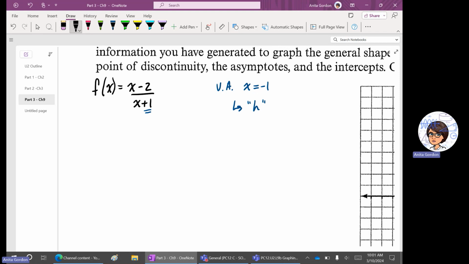To find my horizontal asymptote, I have to make this look like the transformation equation. So I'm going to split the numerator, x over x plus 1 minus 2 over x plus 1. I want in this piece the top and bottom to cancel. So I'm going to add 1 here, which means I minus 1 here so that I don't change the equation. So this simplifies to negative 3 over x plus 1. So I'm just writing this term first. And here, everything cancels out, so I'm just left with a 1.